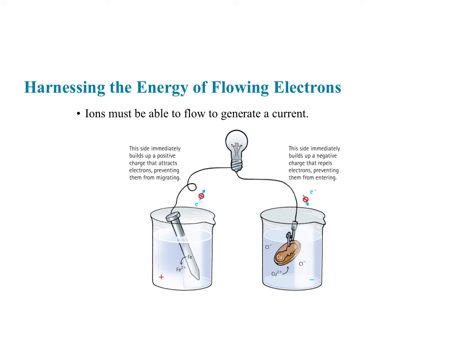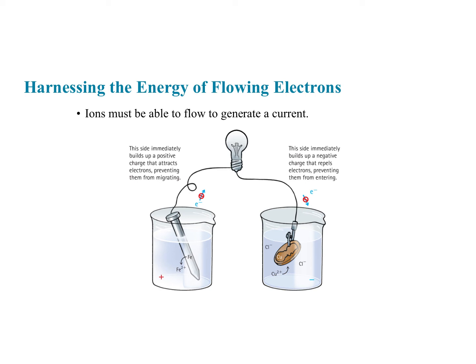But if you can put them in a separate container that is bridged by a conducting wire, the electrons can flow from the iron through the wire to the copper, where that oxidation reduction reaction can occur, and then you get a current.